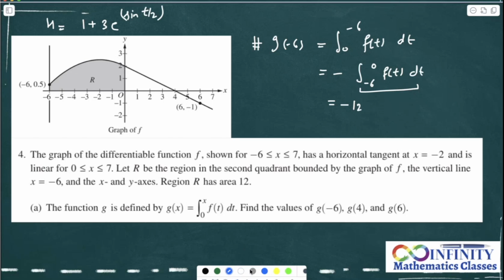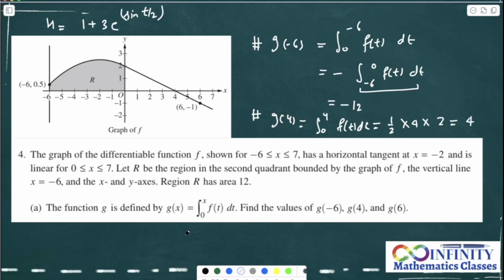Now, it's asking for g of 4. So g of 4 means simply 0 to 4. I keep saying 4 to 0 because the first one is 4 and the second one goes 0 to 4. Yes, right, the base is going to be 4 and the height is 2. Perfectly okay.